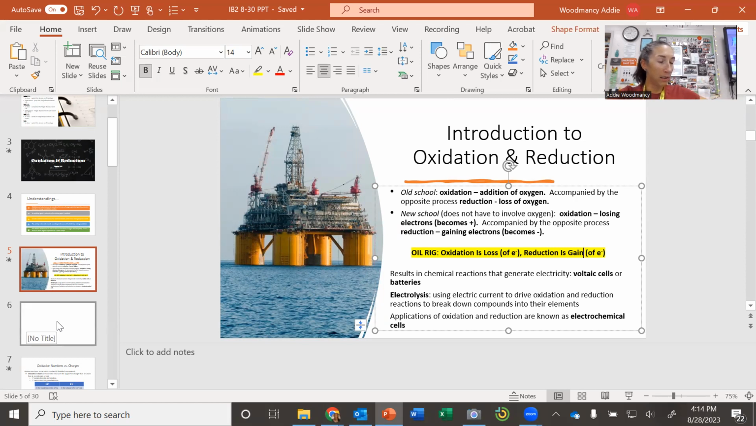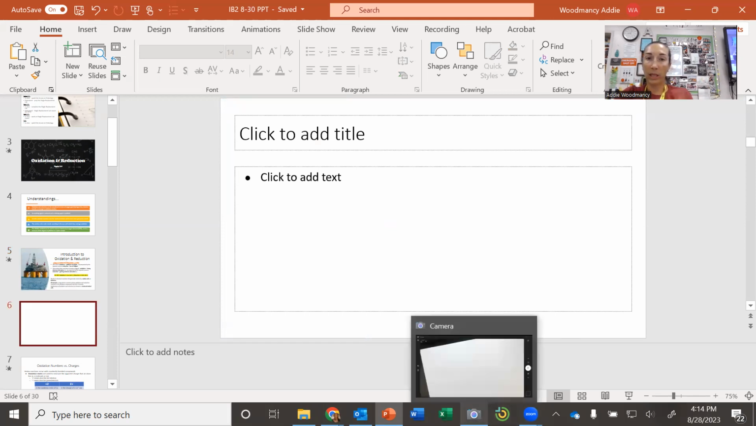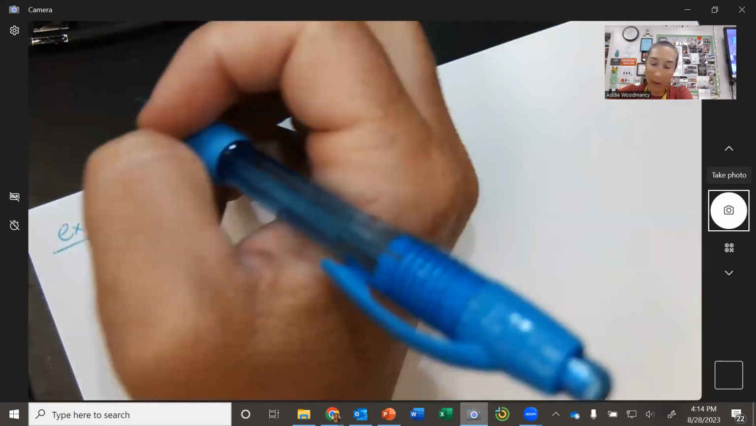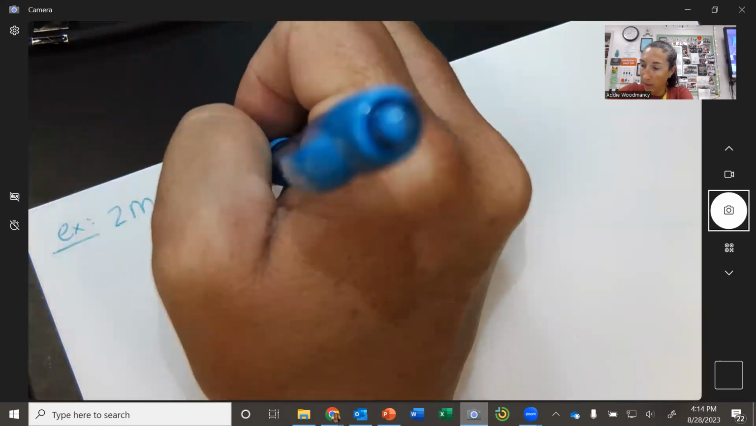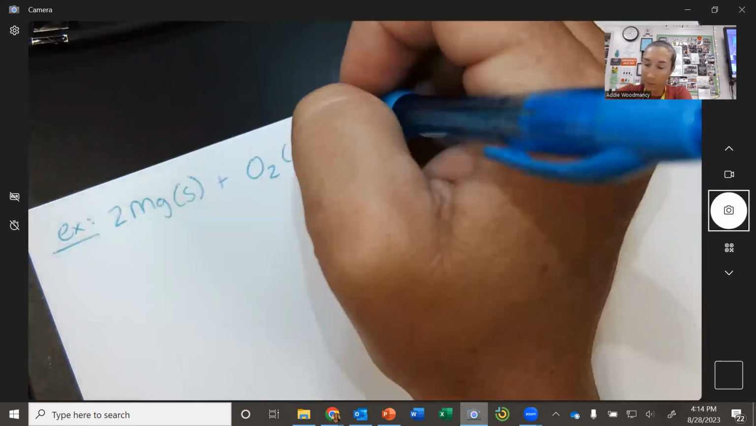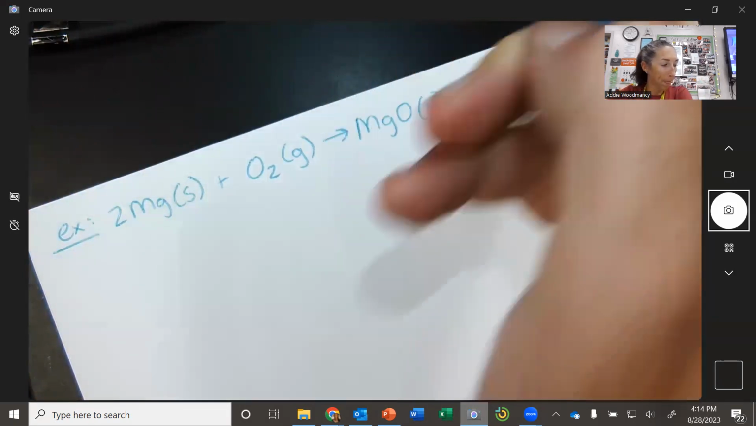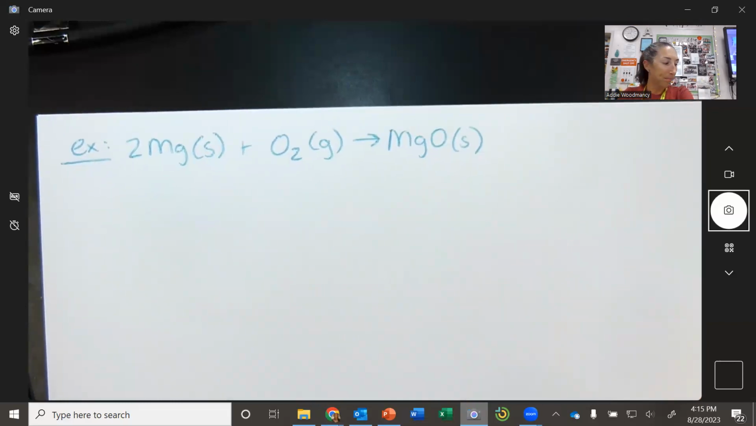So let's look at this gaining and losing as an example, because I think it's easier to see it all written out. So in this blank page in your notes, let's do a little example here. We'll start with a simple chemical reaction that you guys have actually done in an experiment. So here's your chemical reaction.